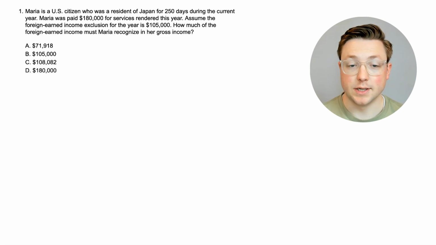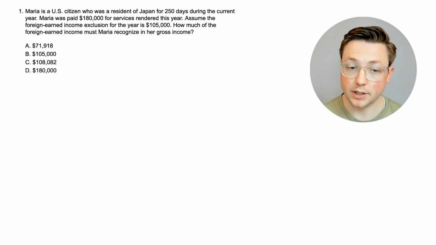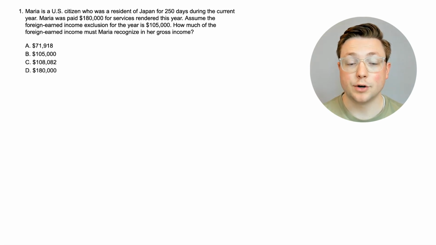Maria is a U.S. citizen who was a resident of Japan for 250 days during the current year. Maria was paid $180,000 for services rendered this year. Assume the foreign earned income exclusion for the year is $105,000. How much of the foreign earned income must Maria recognize in her gross income?